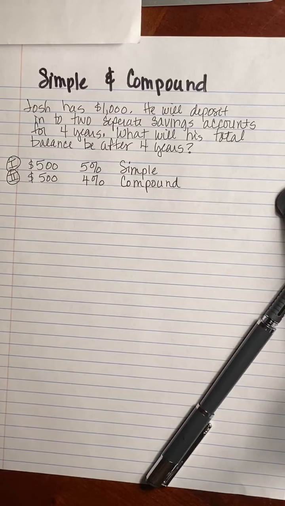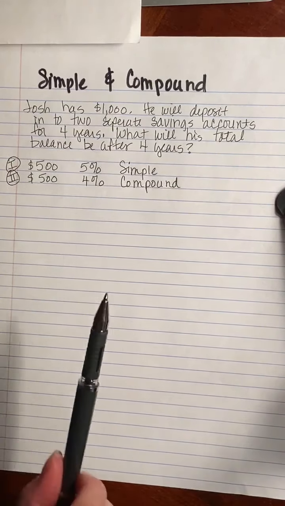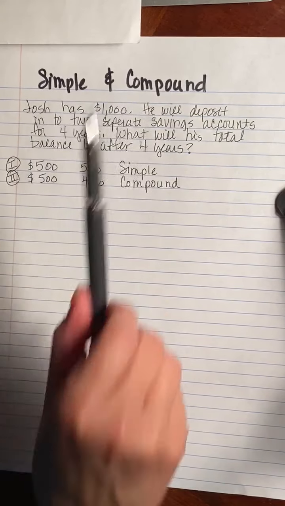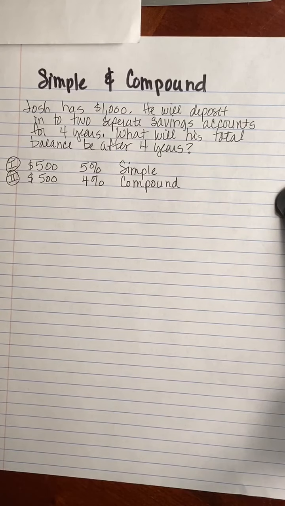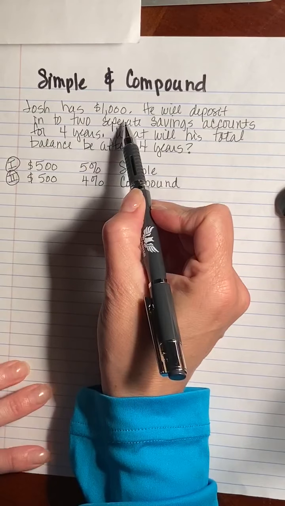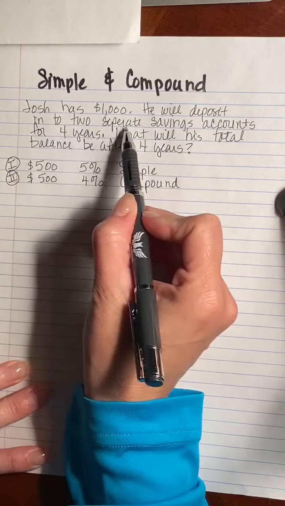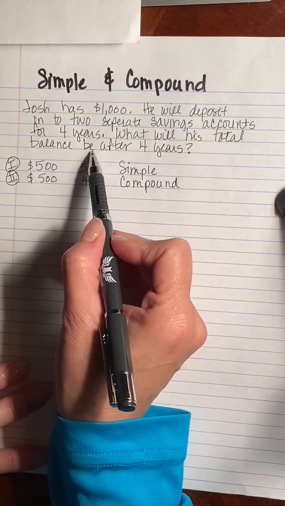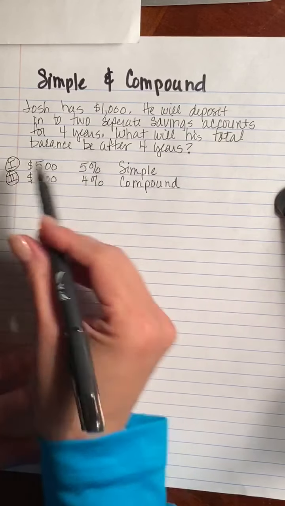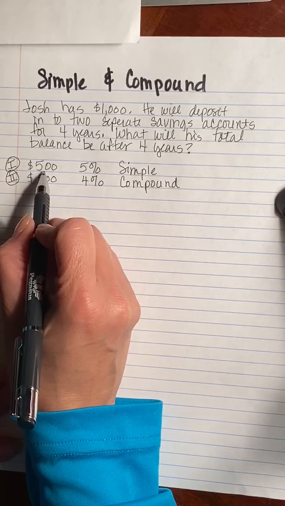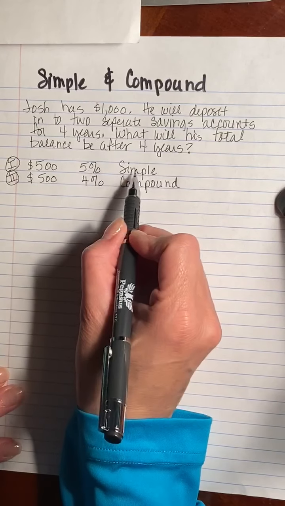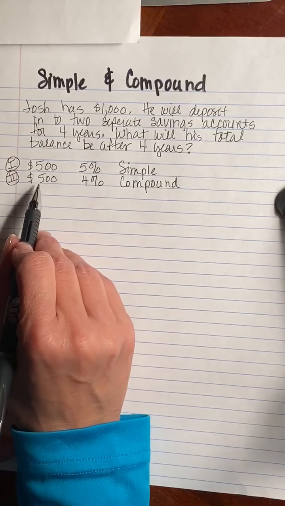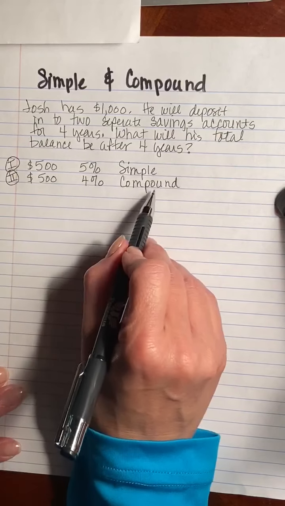Okay guys, on this problem we're going to look at a simple interest and compound interest account. Josh has $1,000. He will deposit into two separate savings accounts for 4 years. What will be his total balance after 4 years? In account one, he's going to deposit $500 at 5% for simple interest. And in account two is $500 at 4% compound interest.